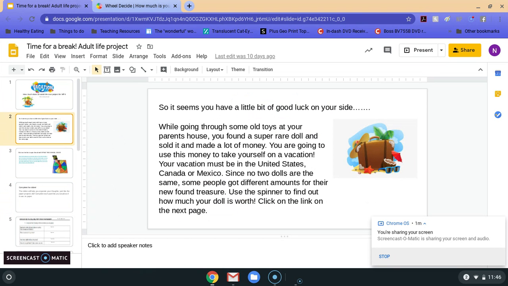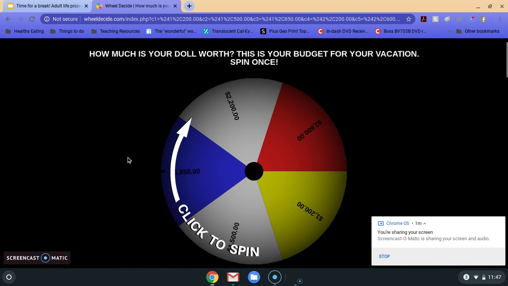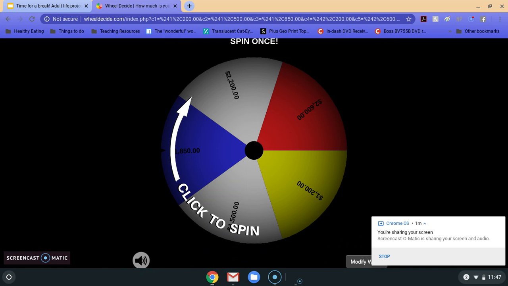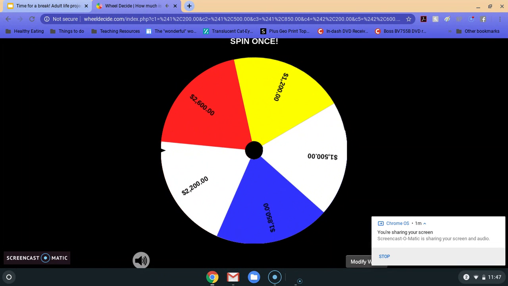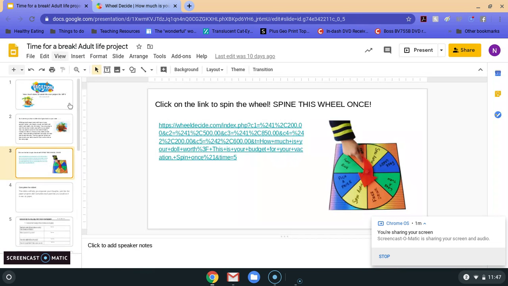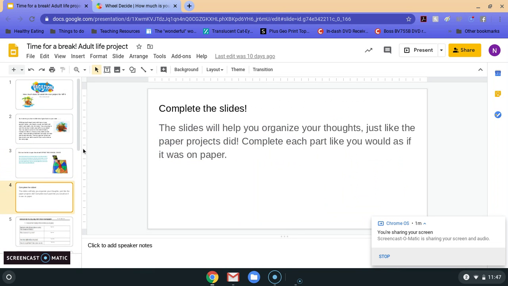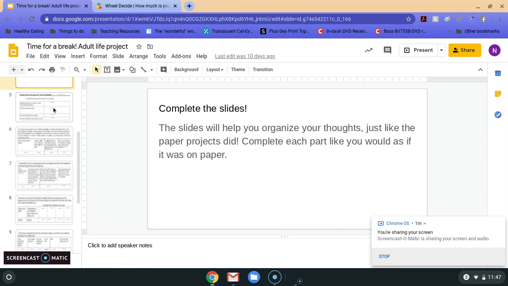Because no two dolls are exactly the same, everybody is going to have a little bit of a different amount for their treasure. So you're going to click the next slide here, and this whole thing will be shared with you. Everyone gets their own copy, and you're going to click on this link here. It's going to take you to this wheel. So you're going to spin this wheel once, and I'm going on the honor system with this. And I have a budget of $2,200 to go on my vacation wherever I would like. So now that you have your budget, in my case $2,200, you can start completing the project.